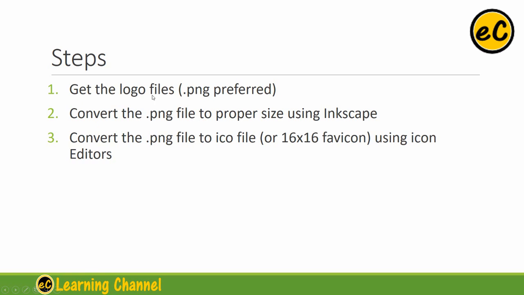First, you need to get the logo file. It should be an image file. The PNG file will be preferred because the PNG file has the transparency channel, but JPEG file or some other file format doesn't have that. Step 2, we need to convert the .png file to proper image size using Inkscape. Step 3, we need to convert the .png file to the icon file, .ico file, or 16 by 16 favicon file, that's also .ico file, using icon editors.